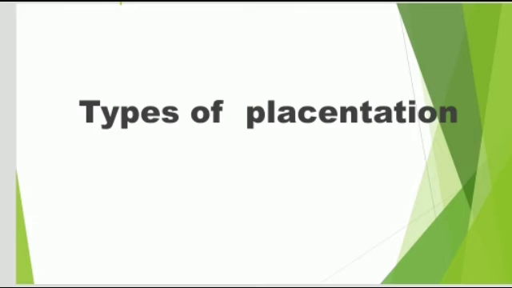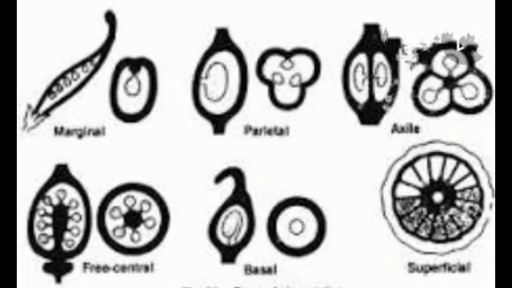Placentation. What is placentation? The manner in which placentae are arranged on the ovary wall is known as placentation. Placenta means the place where the ovule is attached to the inner surface of the ovary wall, and that place is known as placenta. First one is marginal.